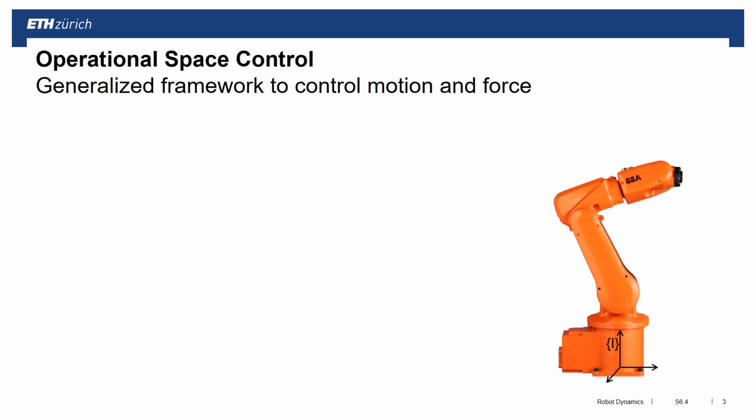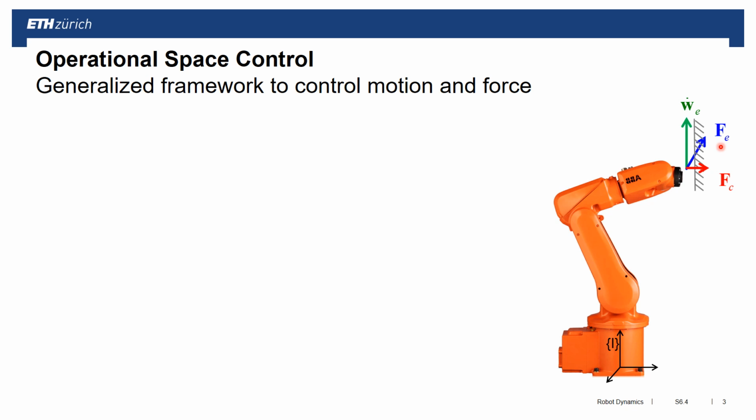So what this group came up with is so-called operational space control, which is a generalized framework that allows you to control both motion and force. So let's have a look again at this robot arm on the right hand side. Now this robot arm, for certain tasks, for example doing a task along this wall, has to move in a constrained fashion, so only in certain directions, while in other directions it has to produce a contact force.